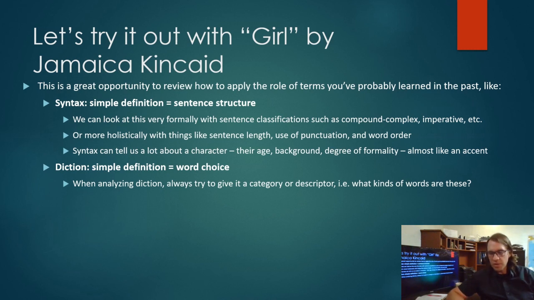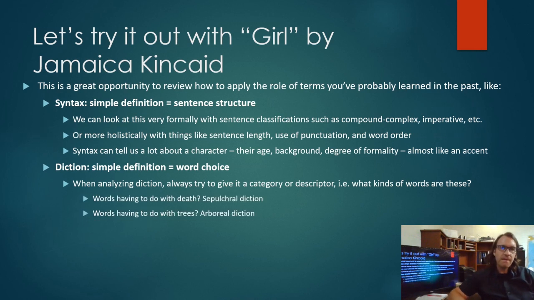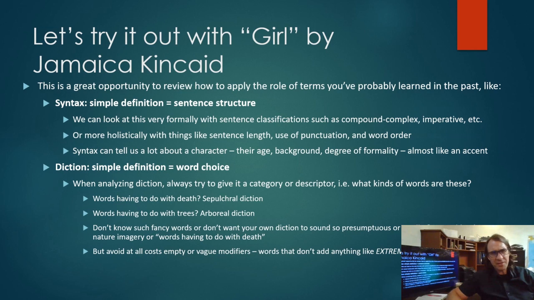And so, when you're doing your analysis, when you're doing your writing, you don't want to say, well, the author uses diction. Well, duh, it's kind of hard to write without words. Instead, you want to look at, okay, he uses sepulchral diction, words having to do with death, or arboreal diction, words having to do with trees. And I know what you're thinking. I don't have those fancy words.